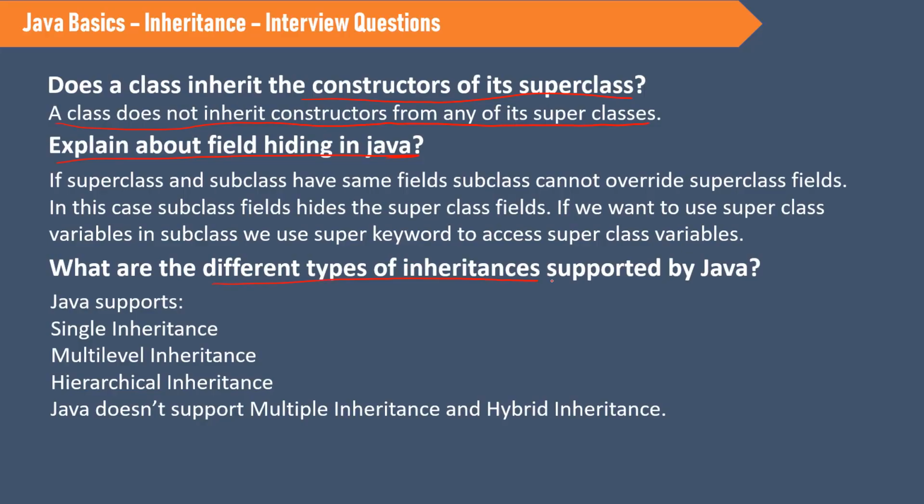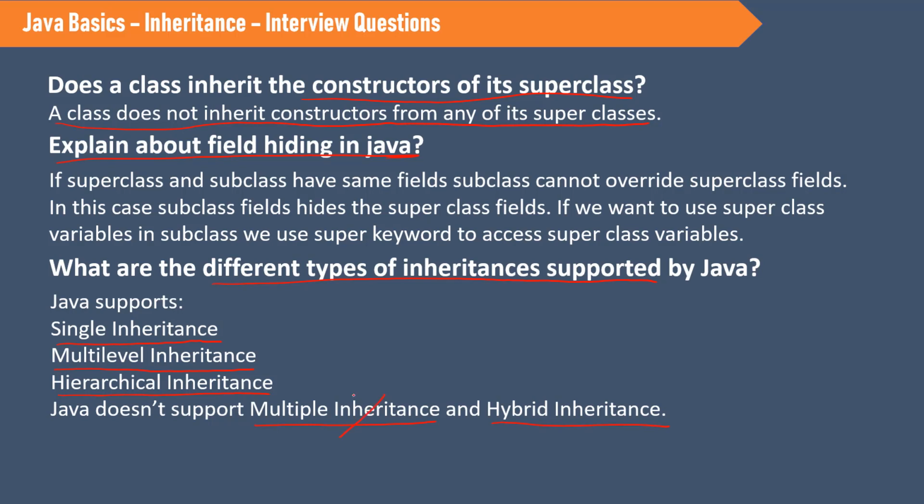Next question is, what are the different types of inheritance supported by Java? As we have seen in the previous video, there are 5 inheritances in Java. One is single inheritance, another one is multi-level inheritance, third one is hierarchical inheritance, fourth one is multiple inheritance, and fifth one is hybrid inheritance.